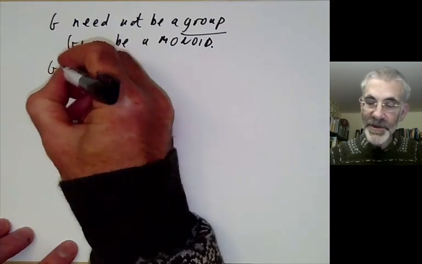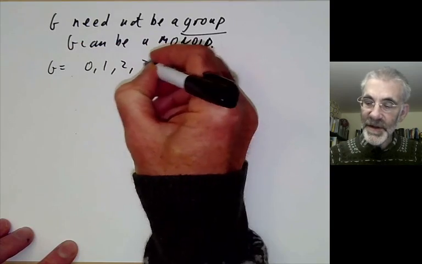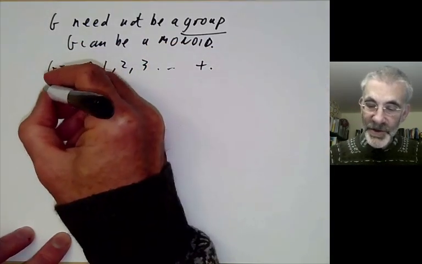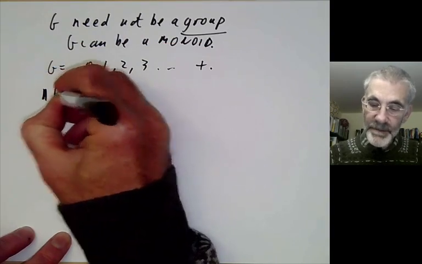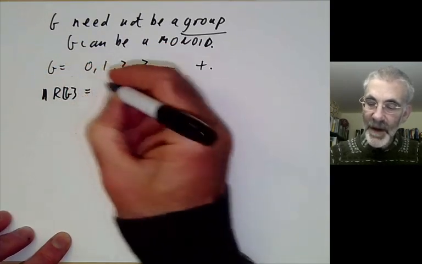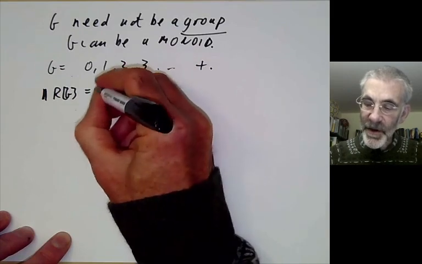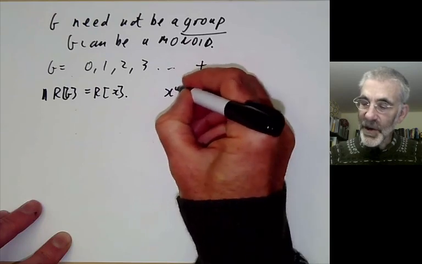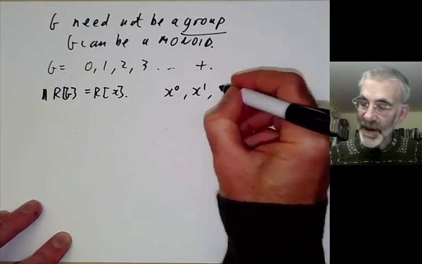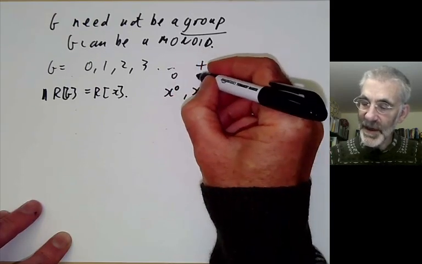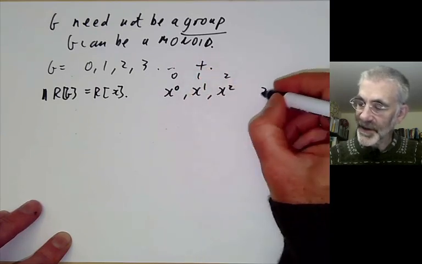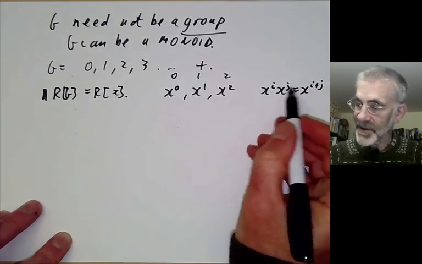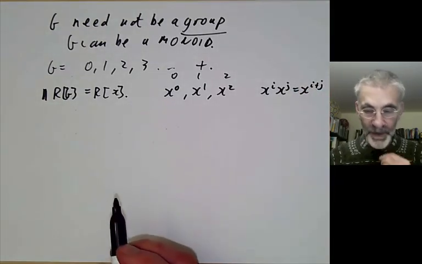First of all, let's just take G to be the non-negative integers under addition. Then you can see the group ring of G over some ring is just the same as the ring of polynomials in x, because the monomials x to the 0, x to the 1, x to the 2 and so on correspond to the elements 0, 1, 2 of G, because x to the i times x to the j is equal to x to the i plus j. So this is just the addition of the integers.